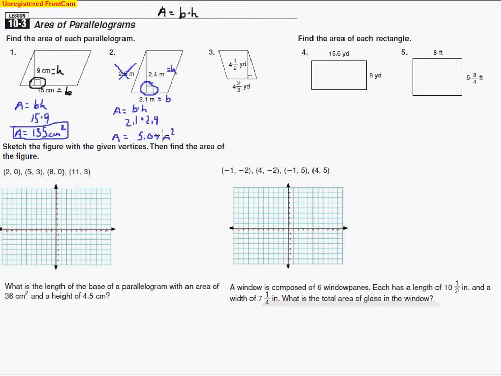Looking at our next problem here, this time we've got mixed numbers. When we're trying to multiply mixed numbers, we're going to have to change those to improper fractions to be able to get the right answer. So let's go ahead and do that. First of all, again, this is our right angle symbol. So again, this is our height, and this is our base. Let's change these mixed numbers into improper fractions.